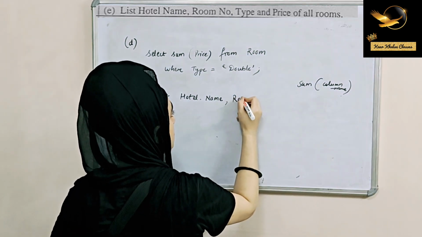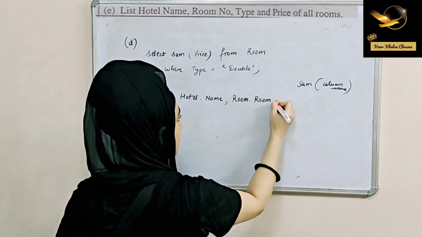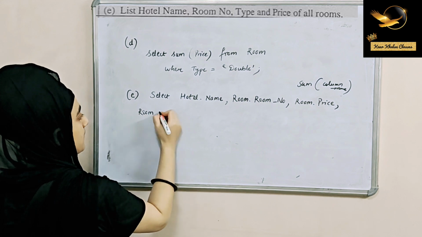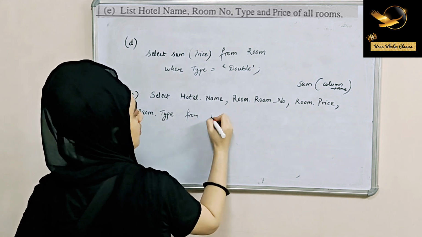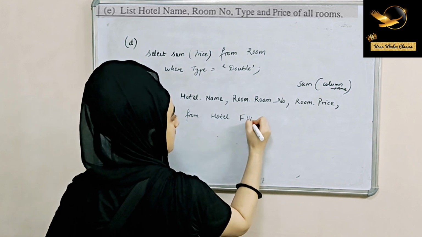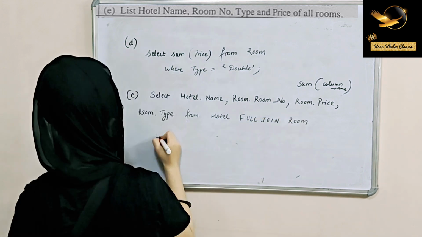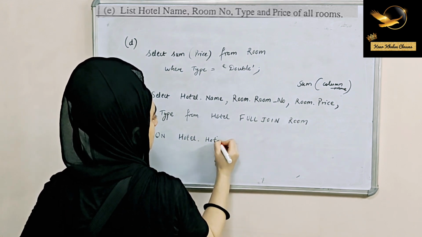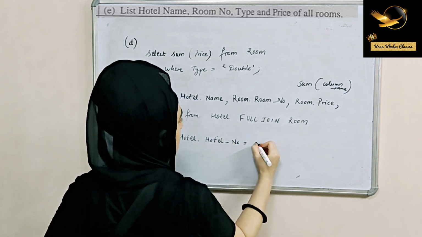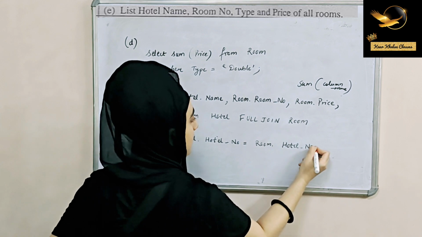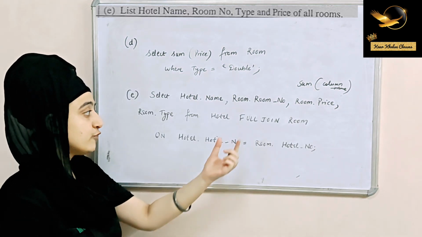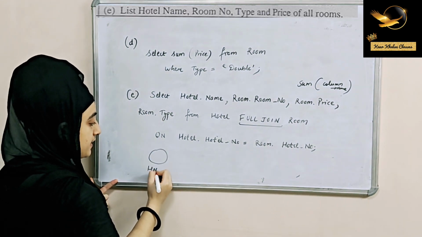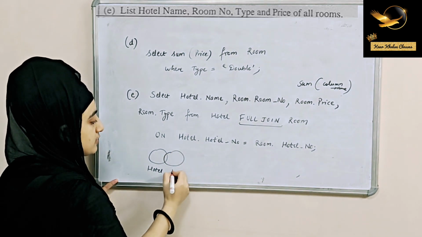Comma room dot room number, comma room dot price, comma room dot type from hotel full join room, on hotel dot hotel number is equal to room dot hotel number. So students, what is the new term here? Full join. Full join means we have two tables here now. One is hotel and another one is room. So these are the two tables.